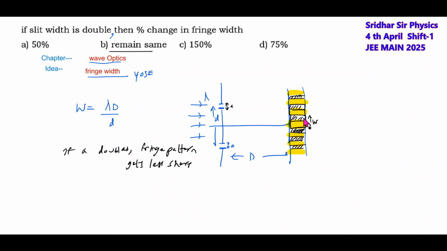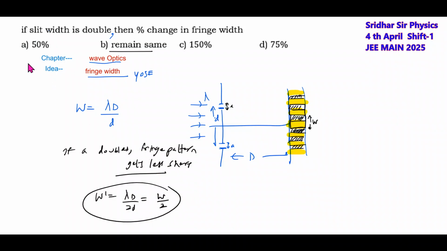It's very difficult to identify between the bright and dark bands. If the slit separation doubles, then this will change here: W' equals lambda by 2D. It will decrease by how much? 50%.